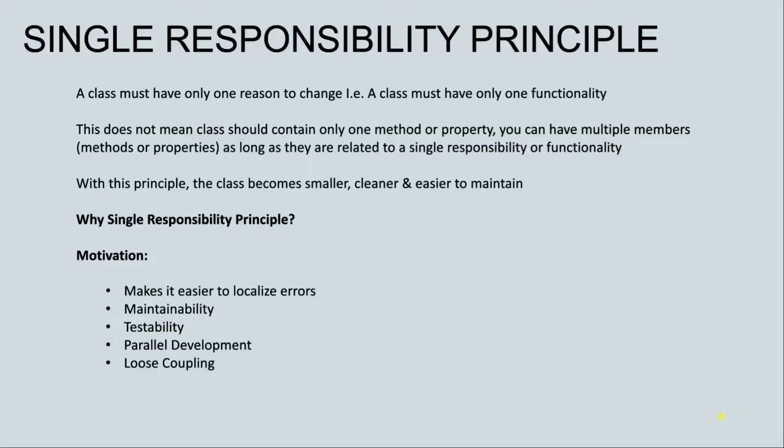The motivation to use the single responsibility principle comes from its capability to make it easier to localize errors, for code maintainability and testability, and also for the scope of parallel development. Suppose you and I were working on two different modules, say the invoice module and the logging module. While you are working on the invoice module, I can work on the logging module without affecting any of your changes on the invoice module. At the same time, we also achieve loose coupling using the single responsibility principle.